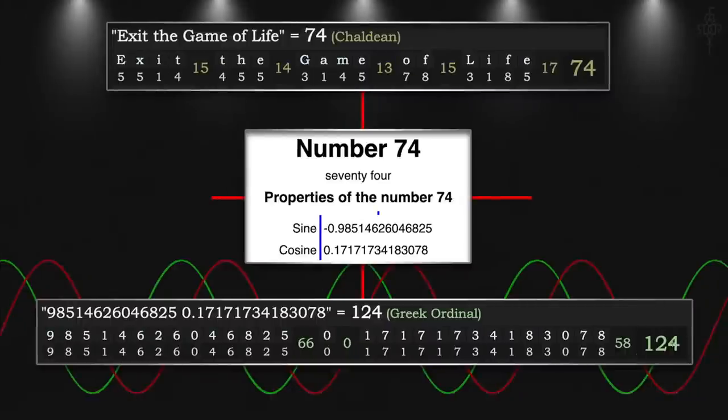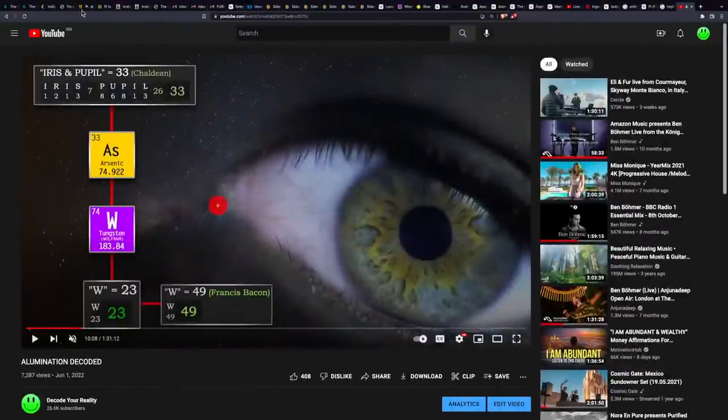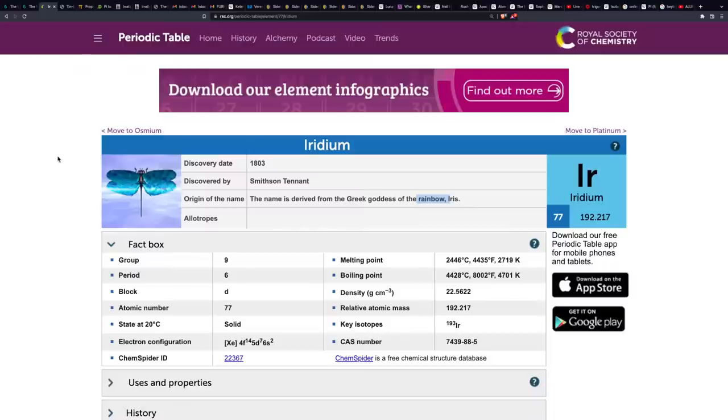Exit the game of life, 124, tied to the element, eventually leading to iridium. You exit the eye. You leave behind what you see. You leave behind experiencing the game, if there is such a thing.